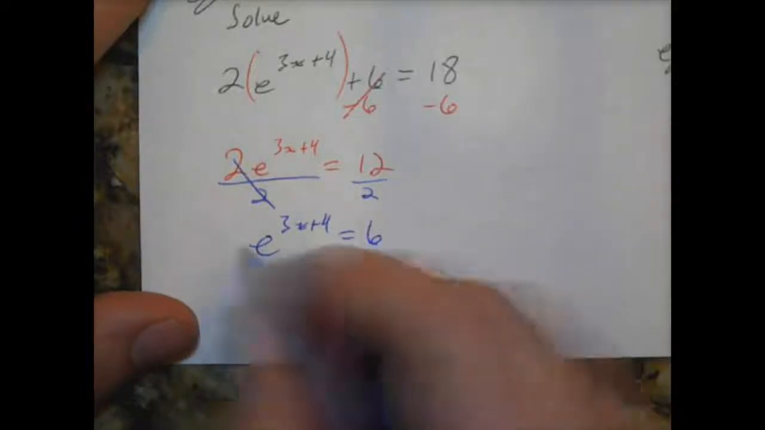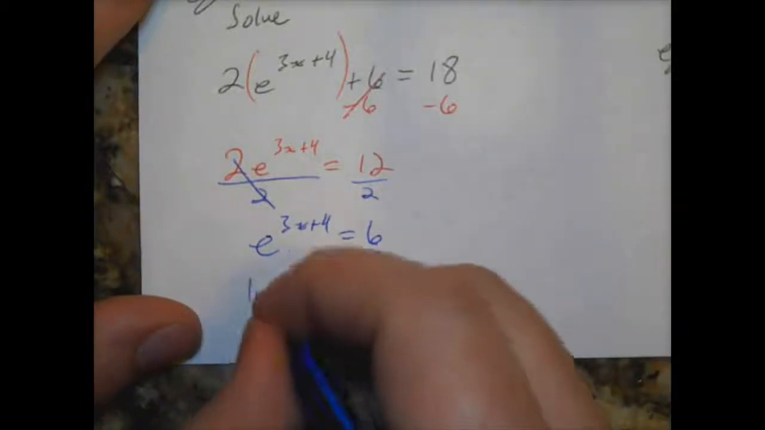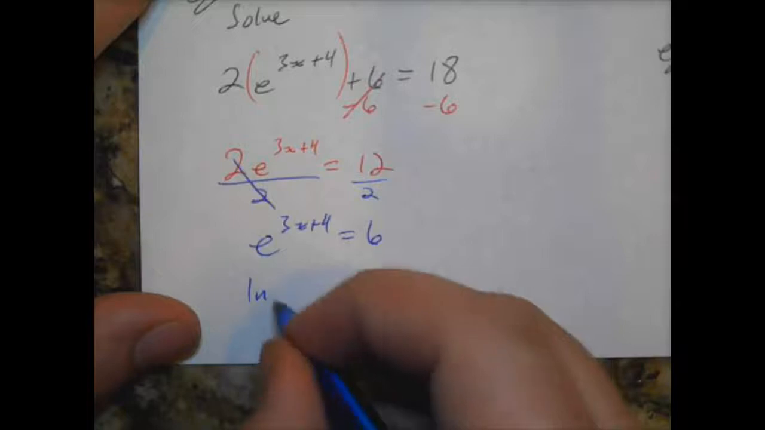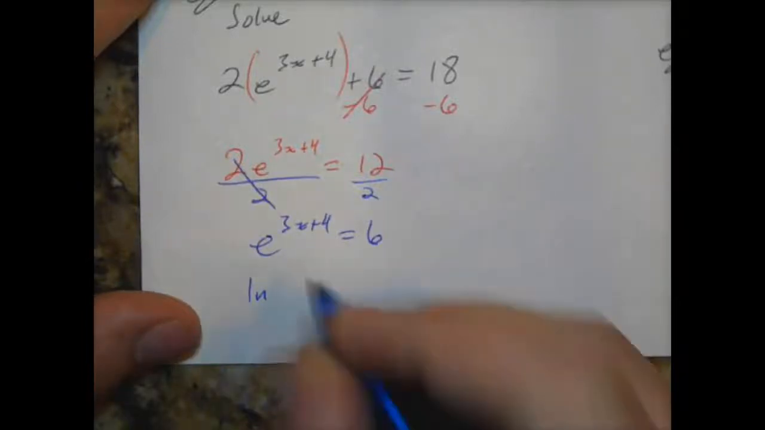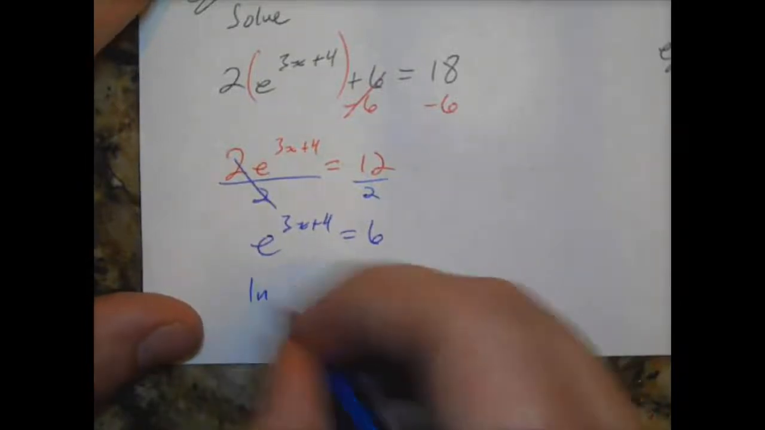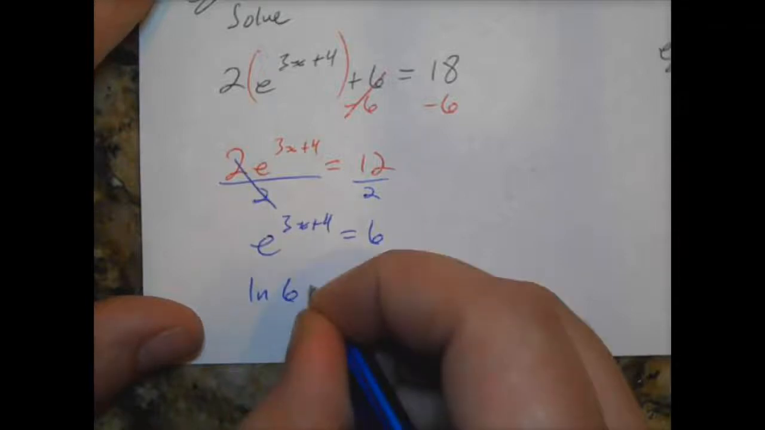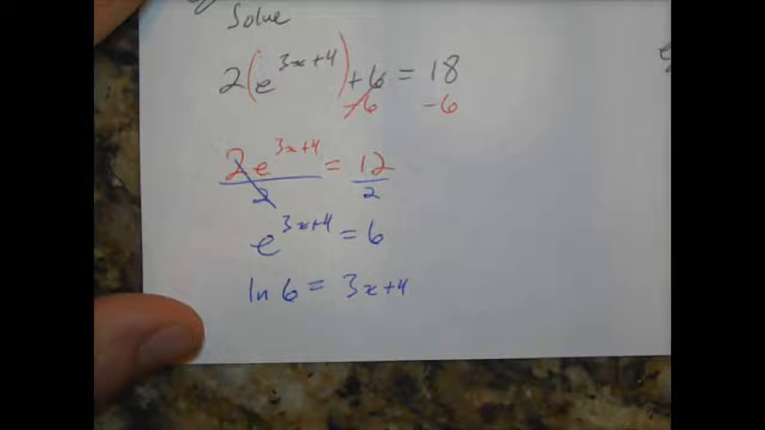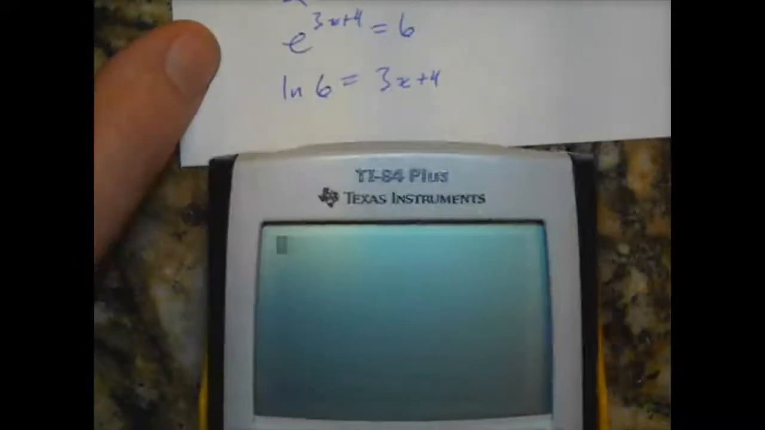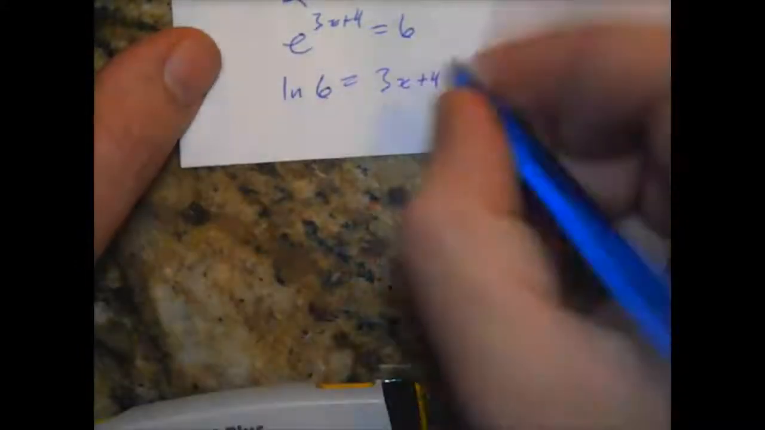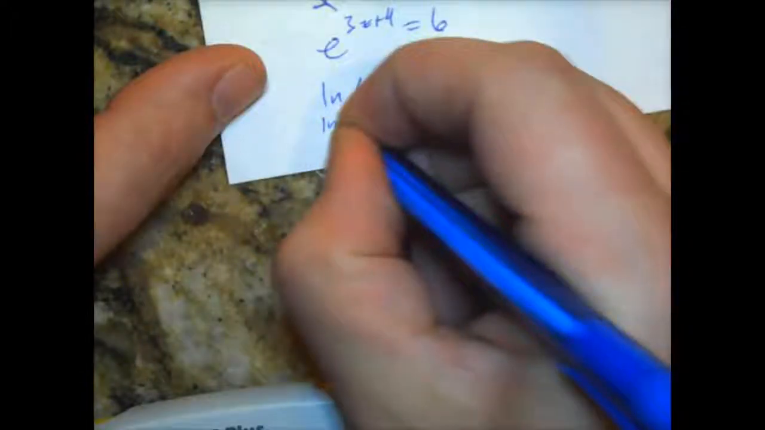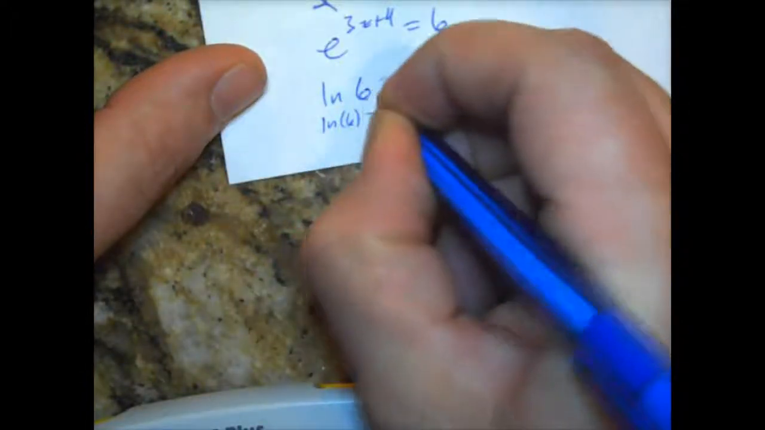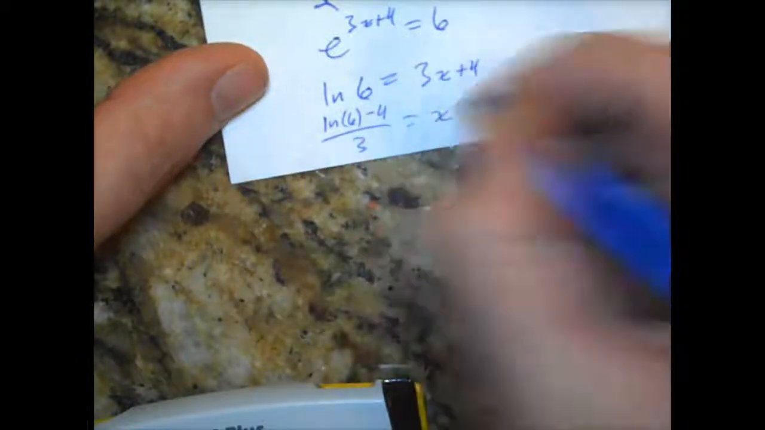And then again, we're stuck in exponential form. So I can rewrite this in log form. The base is e, so it is a natural log. So natural log of 6 equals 3x plus 4. So again, we will start off with ln 6, and then I can subtract 4, so ln of 6 minus 4, and then I'll have to divide by 3 equals x.